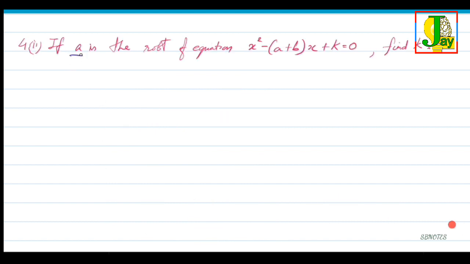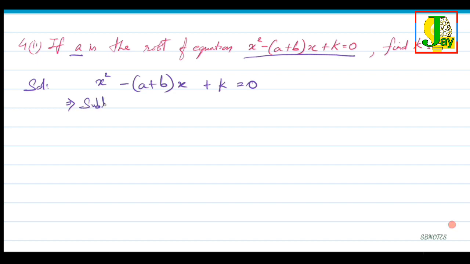Again, in this question we have a as the solution of the given equation. So let's write the equation first. We have x² minus (a plus b) into x plus k equals 0. First of all, whenever you are going to solve, you have to see whether the given equation is in the form of ax² plus bx plus c. This is already in that form and we have a as the solution. So in place of x we are going to put a.